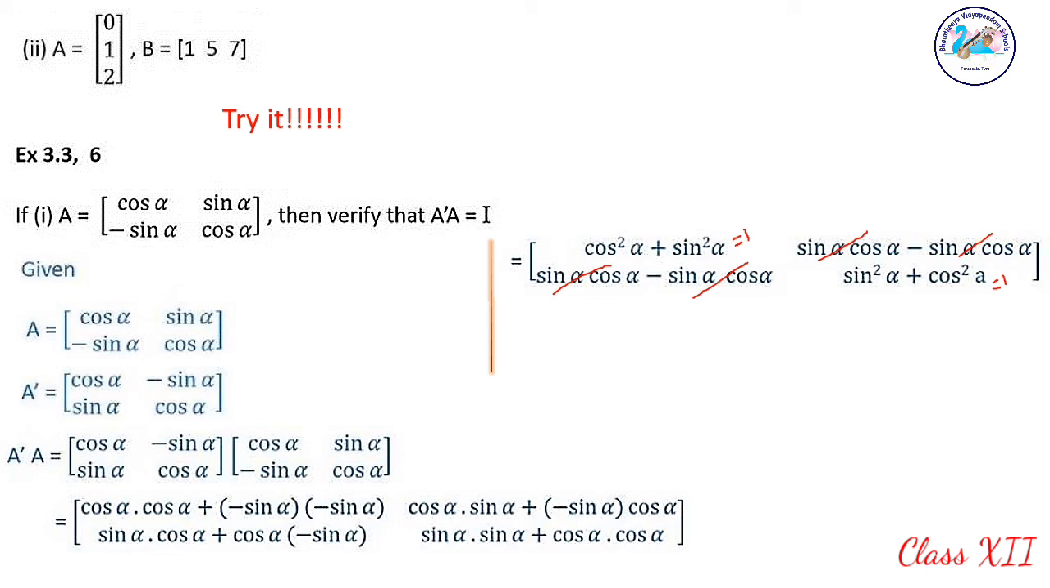So when we write the final answer, it comes as 1 0. This is 1. This is 0. And this is also 0, this is 1. So 1 0 0 1. This is an identity matrix of order 2, that is equal to I. So we have proved as A transpose into A is equal to I, hence the proof.